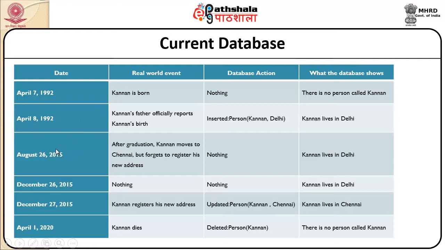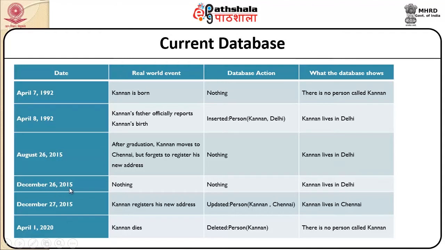Let us shift for some more time, say in the year 2015, August 26th, this person is graduating, Kannan moves to Chennai for his job location, but forgets to register this new address. So, with our database, although Kannan has moved to Chennai from Delhi, since he has not updated all these records to the database, the records would show that Kannan still lives in Delhi. So, the database action has been nothing because no address has been registered. So, what the database shows is Kannan still lives in Delhi.